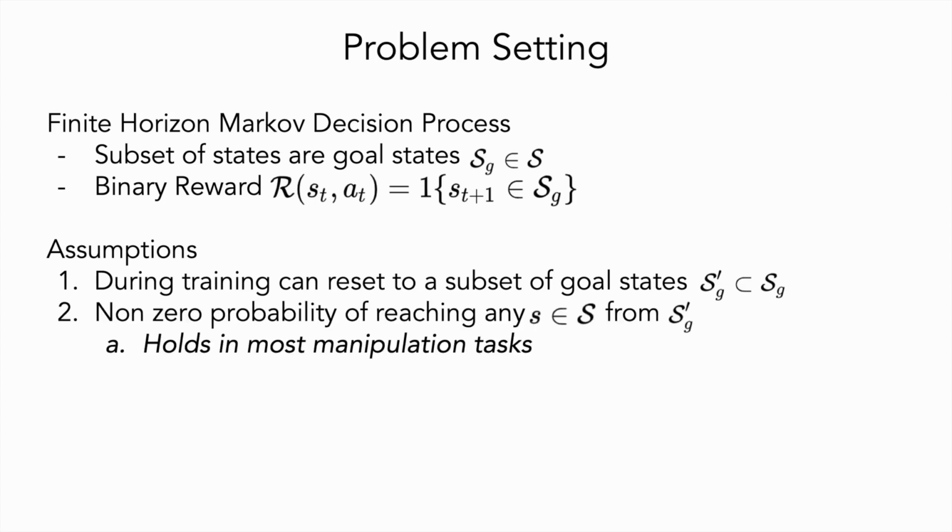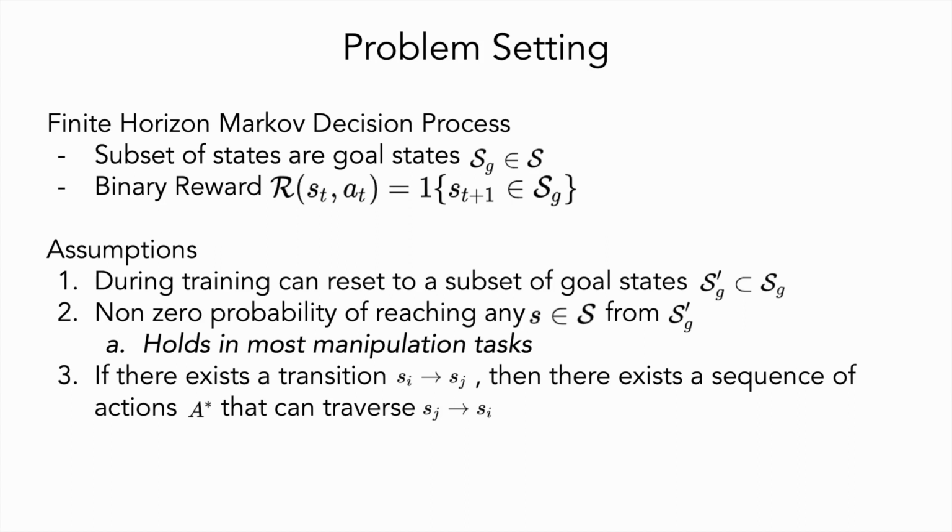Second, we assume that there's a non-zero probability of reaching any state in the state space from a goal state. This simply ensures that there are no irreversible transformations, such as breaking an object, and holds in most manipulation tasks. Lastly, we assume that if a state can transition from a state Si to state Sj, then there exists some sequence of actions A star which can transition from Sj to Si. This guarantees that any sequence of states can be traversed in reverse. Note, this does not assume the reversibility of actions, simply that some action can traverse the sequence in reverse. As a result of these assumptions, there are some settings where TRASS can be applied and some where it cannot, which we discuss at the end of the video.